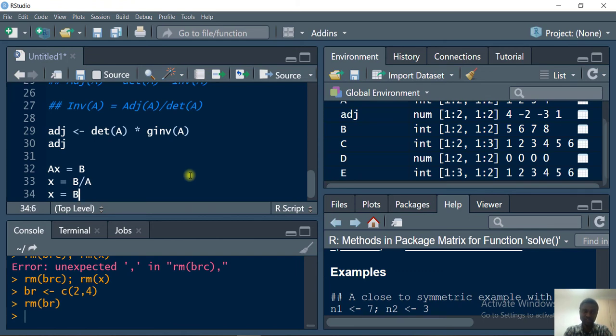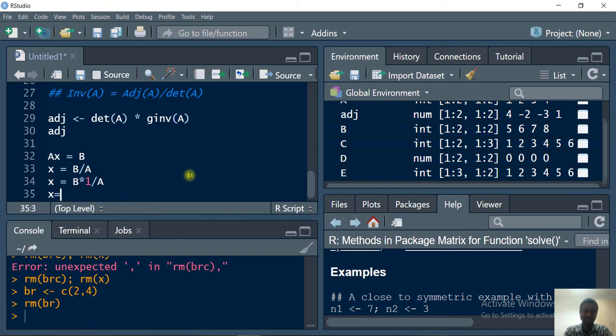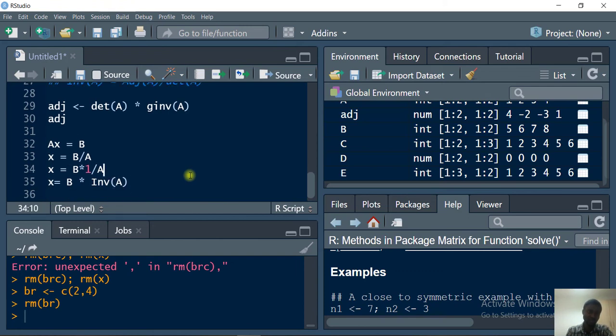So when you have it this way, you can say B times 1 over A. So X can also be B multiplied by the inverse of A. That is what the solve function from that particular base package is doing. So I'm going to turn this whole thing again to comments, and then we treat the example, then I proceed.